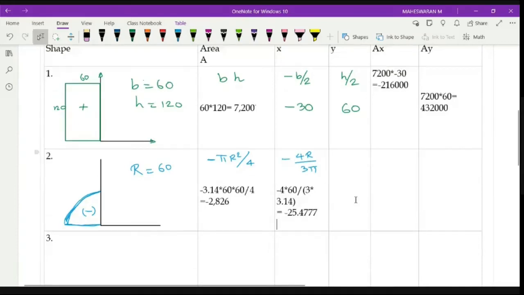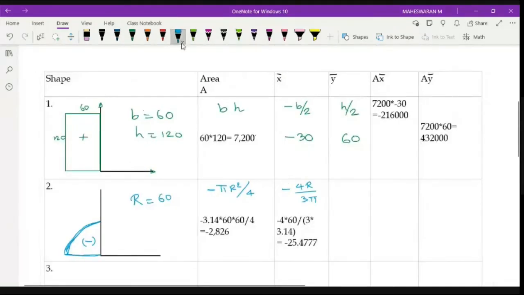Right? Next, y bar. Y bar is positive. So y bar is positive, which means 4R by 3 pi. Right? So we will get the same thing. We will get positive value 25.47.